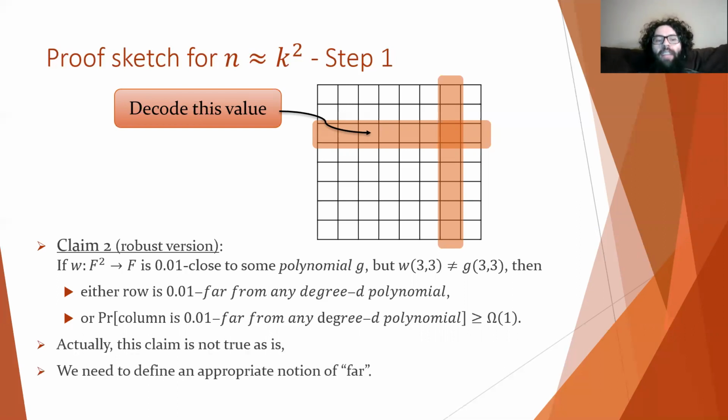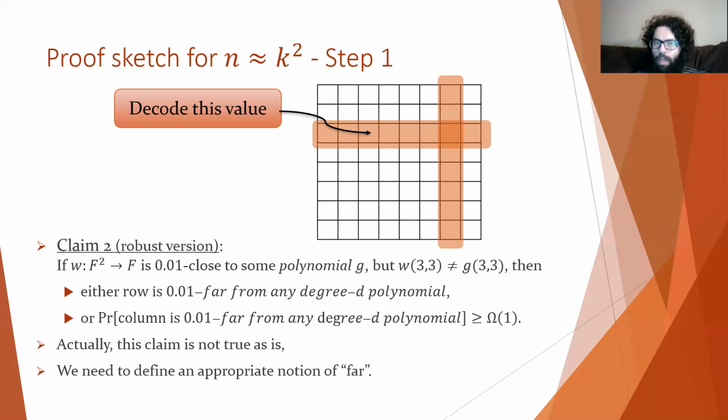But if we define the appropriate notion of far, so what's an appropriate notion of far? We should give weight to this point that we're looking for. So let's say with probability 1/2, we check that the value in this specific point is consistent with the global polynomial, then things work out. So we need to define the notion of far appropriately, and then things work out. But basically, this is the robust version of the previous claim.